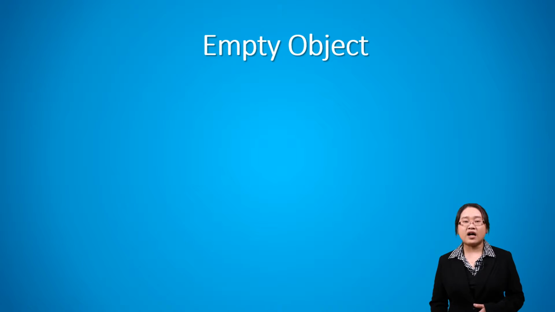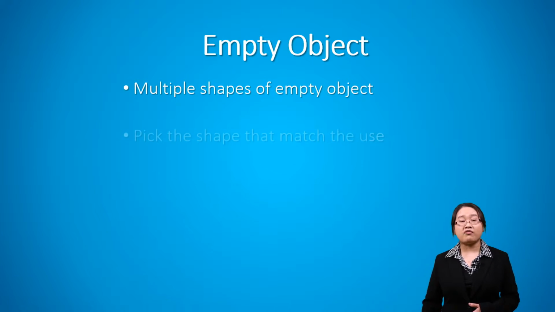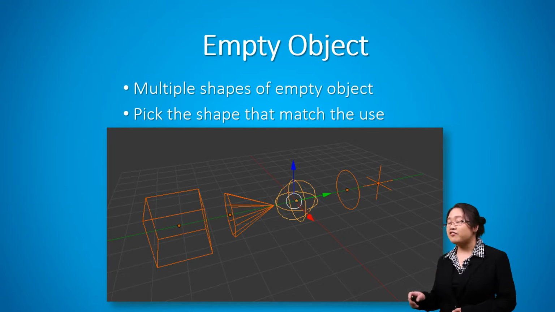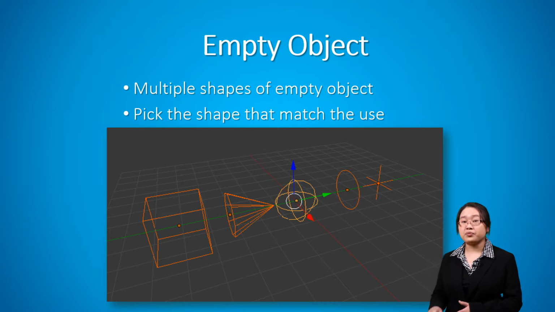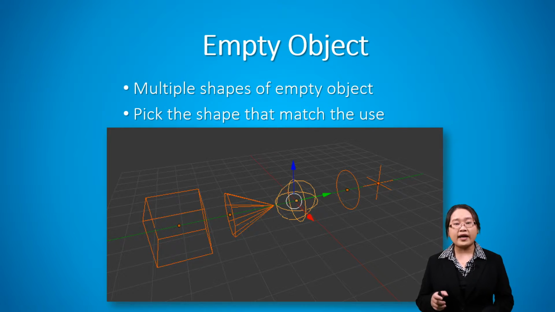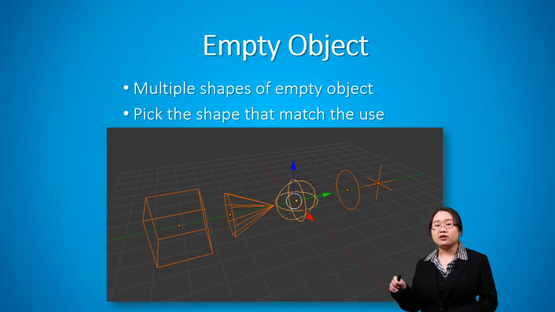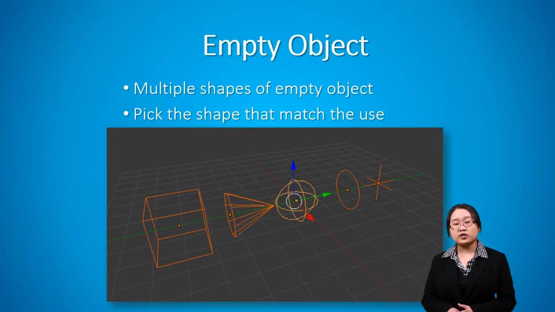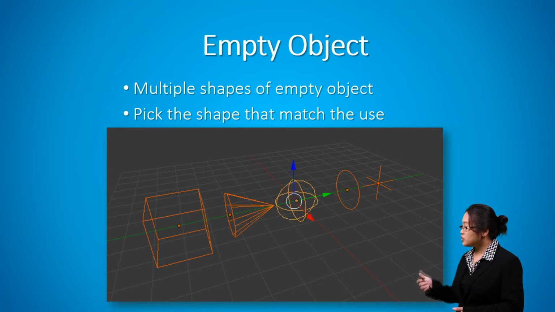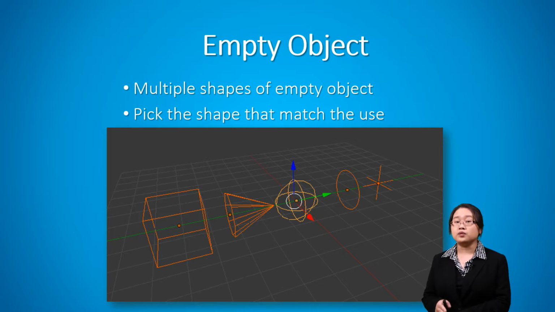Then, even though the empty object does not appear in your final animation, you can have multiple appearances of the empty object within the 3D space. And it's quite helpful if you choose the empty object that matches the real use. For example, you can choose the one that looks like a circle if you would like to rotate it around, so it will make more sense for the animator. Or you can choose the one that looks like arrows if you would like to move in that direction. So it will be a clearer message for the modeler to send to the animator.